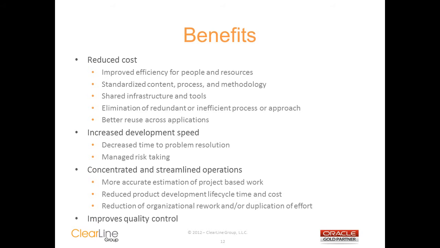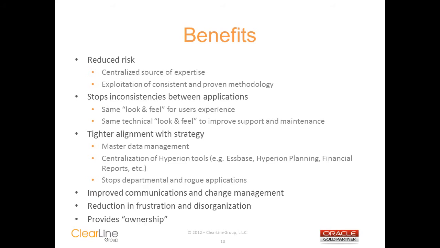In addition to stopping many of the common pain points, a Hyperion Center of Excellence can also provide numerous benefits that you might not currently be receiving. Among these are reduced cost, increase in development speed, concentrated and streamlined operations, and improved overall quality control. It will also help reduce risk, stop inconsistencies between applications, and provide a tighter alignment with your overall strategy. It's really going to help a lot with improving communications and change management, which will in turn reduce frustration and disorganization. It does this by providing ownership.